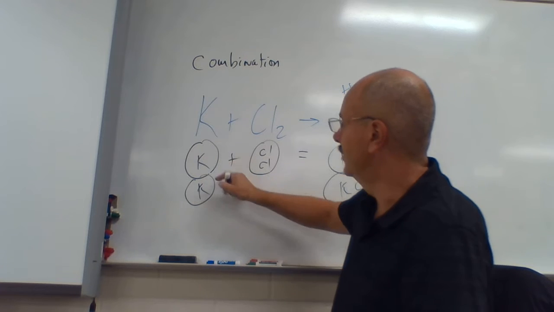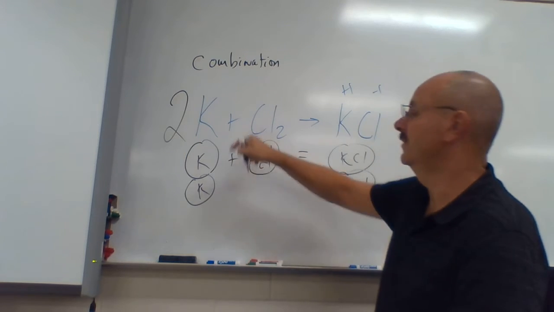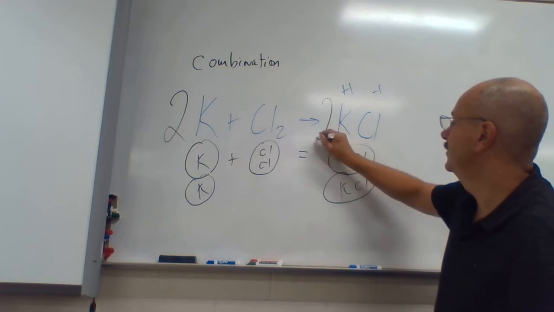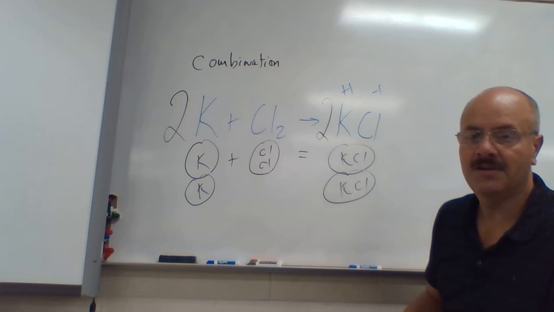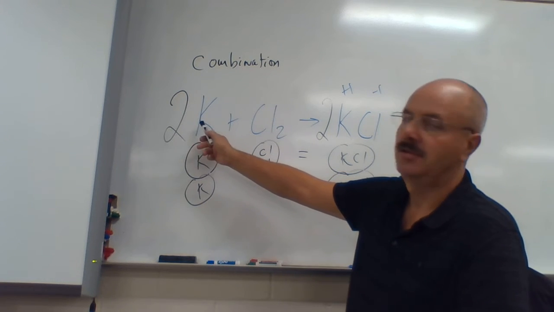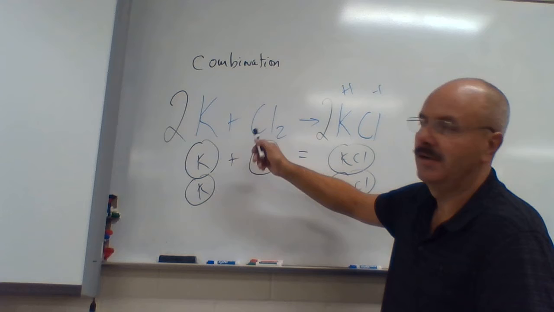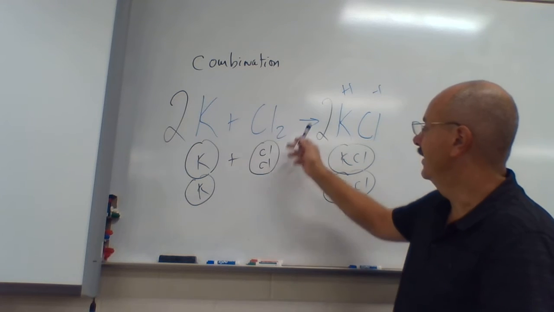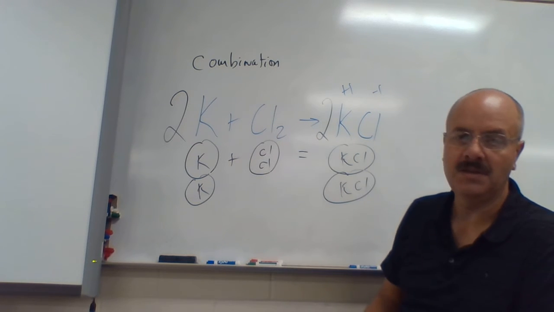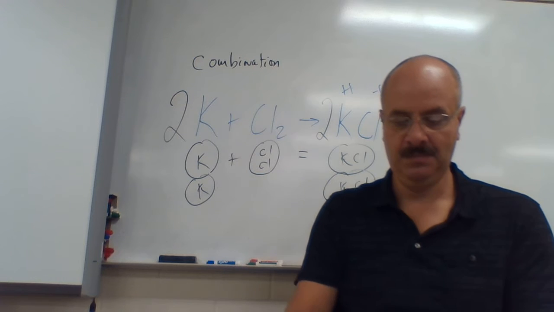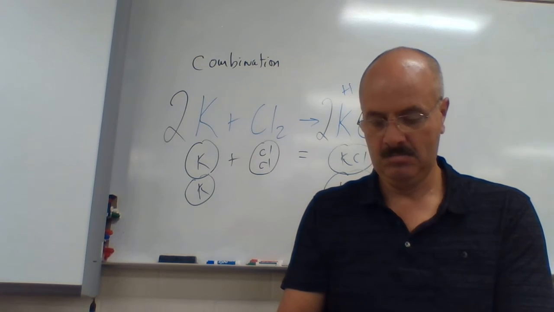Now I do my numbers, 1, 2, 2 of that guy, 1, leave it blank, 1, 2, 2 of that guy. There's my reaction: two molecules of potassium will combine with 1 Cl2, or chlorine, and that's going to form 2 molecules of KCl. That's what that equation says. All right.